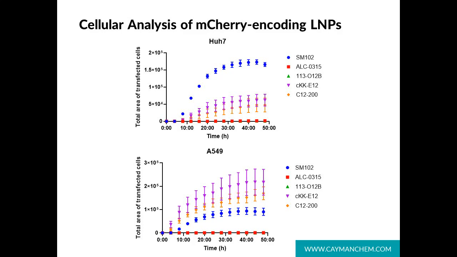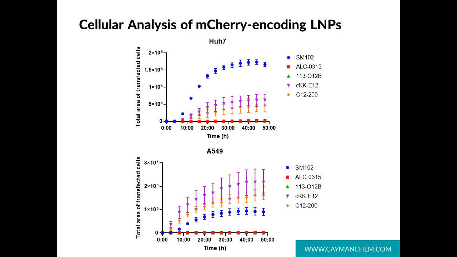Finally, we assessed the transfection efficiency of each of the LNP formulations on 2 cell lines in vitro. On the top are HUH7 cells, a hepatocyte line. We assessed mCherry expression over time using our Cytation 5 imaging plate reader and BioSpa automated incubator. We imaged these every 4 hours over 2 days. In hepatocytes, SM102, shown in blue, clearly induced the greatest expression, with CKKE12, shown in purple, and C12-200, shown in orange, surprisingly also inducing strong expression of mCherry in the hepatocytes.